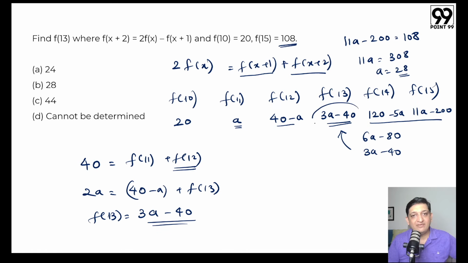I need to find the value of F13. So I cannot really mark 28 as my answer directly. So what will I do? I'll just substitute A equals 28 here. 28 into 3 is 84. Minus 40, my answer is going to be 44. That is option C for this particular question.